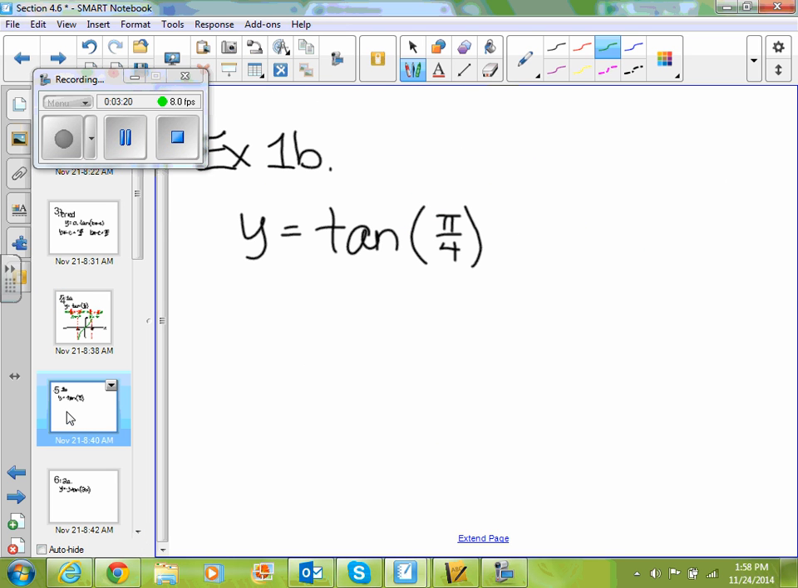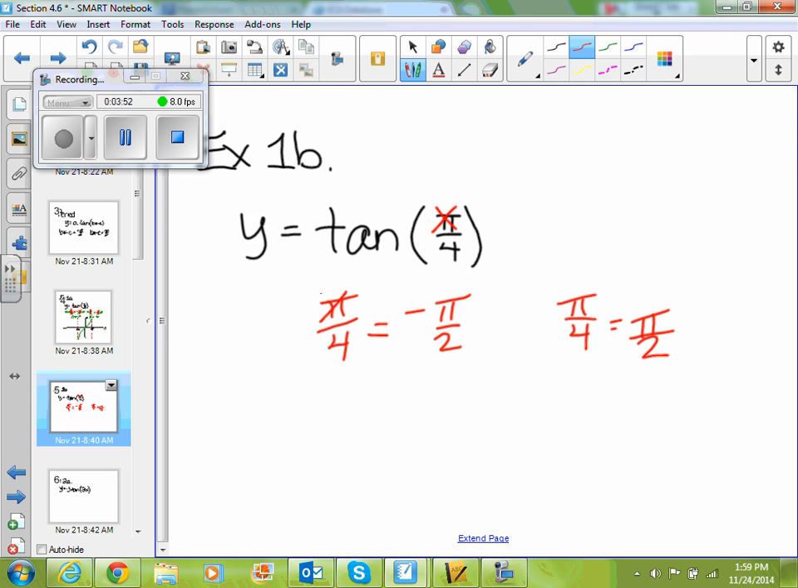Okay, I do the same thing with tangent of x over 4. In order to find your period, you set the x over 4 equal to negative pi over 2 and equal to pi over 2. In this case, I guess we really don't have an x. I think this is supposed to be x over 4. I'm going to change it to an x, because you have to have an x in order to be able to solve.